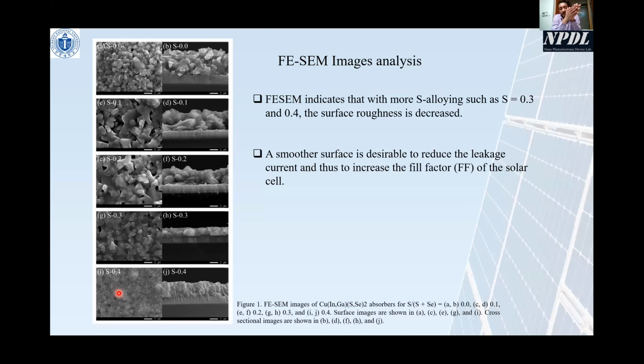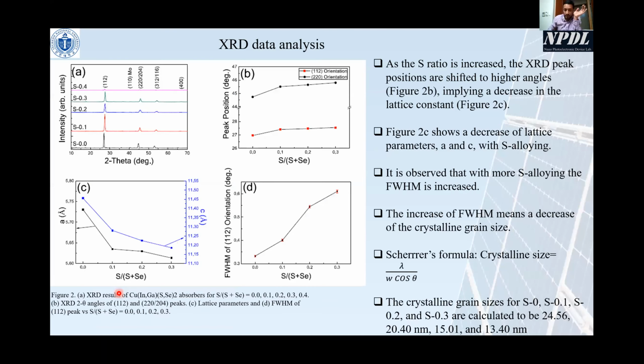So if the XRD peak position increases, it means the lattice parameter, the lattice constant, has decreased. A higher XRD angle means some alloying effect has occurred. If I alloy sulfur with selenium, sulfur is small and selenium is large, so sulfur can easily occupy the selenium site. That decreases the lattice constant of the selenium with respect to sulfur.